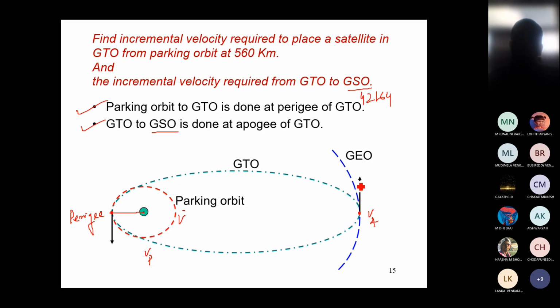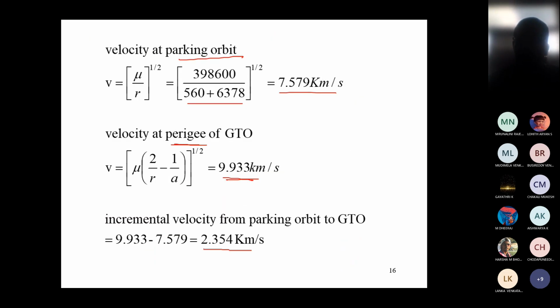And when the satellite changes its orbit from GTO orbit to GEO orbit, the GEO orbit is a circular orbit. So for a circular orbit, what is the velocity of the satellite? Which we calculate as B. So this difference will give us the incremental velocity we require. So this is the first part.